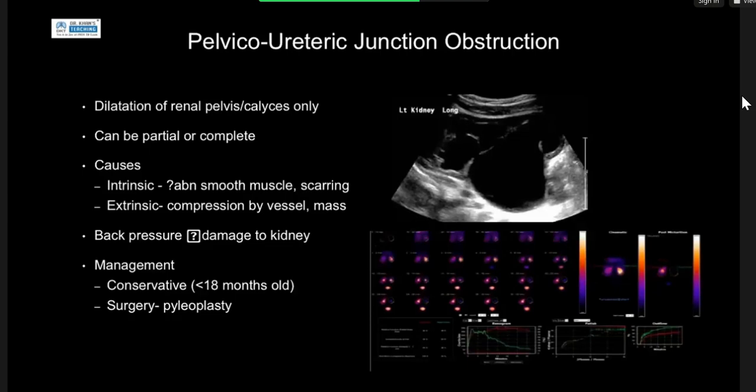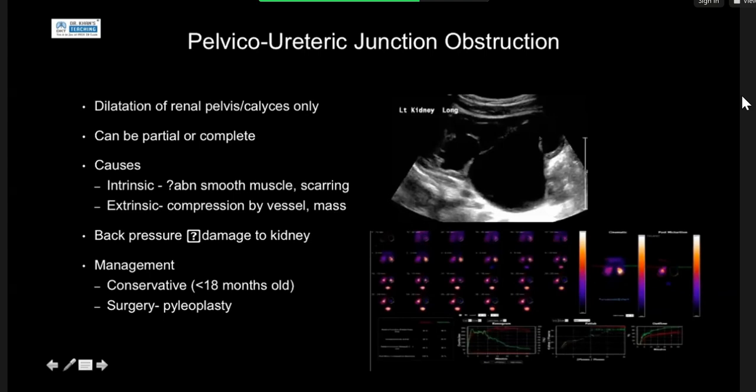So that's called a crossing vessel. So a vessel goes along the PUJO and then causes obstruction at that point. And that's diagnosed using MRA, but that tends to be done in older children. Or you can have an extrinsic compression due to an abdominal mass. So just be aware that when you're doing the ultrasound, try and look to see if there's any abdominal mass. You can try and look for a crossing vessel on ultrasound, but I find it very difficult. So MRI is the best option.